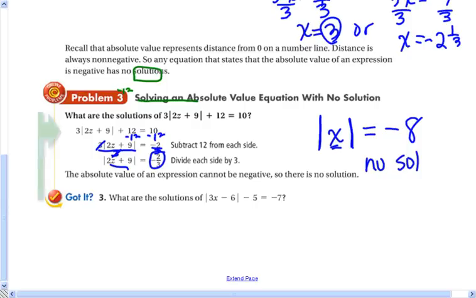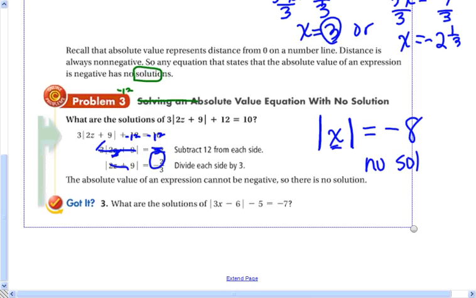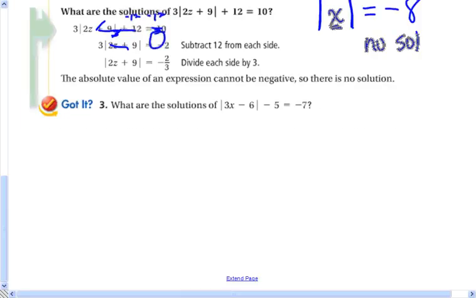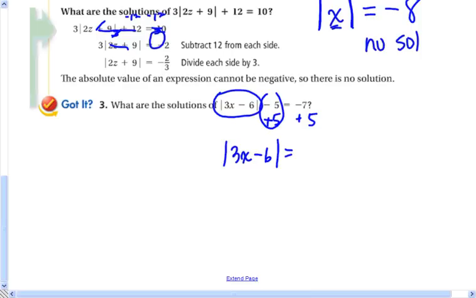To solve this one, we are going to add 5 to both sides first. Remember, the idea here is we want to isolate this part of the equation, that absolute value, to see what we have at that point. So let's add 5 to both sides. When we do that, we get that, and negative 5 plus 5 is 0. Negative 7 plus 5 is negative 2. At that point, you're trying to take something that's going to be positive and make it equal a negative. So you can just say there's no solution.